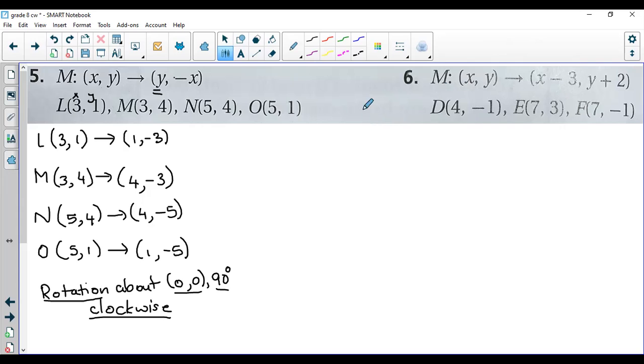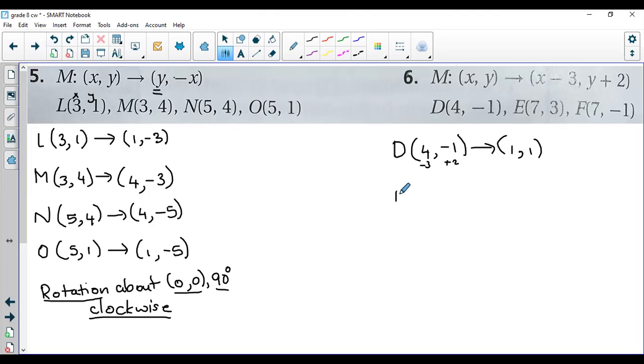Let's see. Now let's first write the coordinates of the image. So D is 4, negative 1. When transformed, that means x minus 3, you have to subtract 3 from here, and y plus 2, you have to add 2 to this. So 4 minus 3 will give you a 1. Negative 1 plus 2 will give you a 1. So this is the coordinate for the image, 1 and 1.